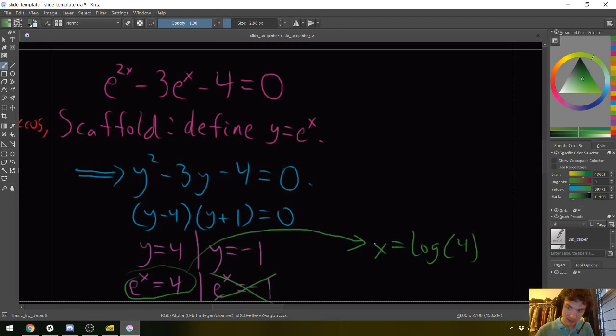Okay, so the only trick, well, there were two tricks. The one trick was defining a new variable. The second trick was checking each of your solutions for spuriousness and finding one of them is spurious. But yes, this is the only real solution, x equals log 4.